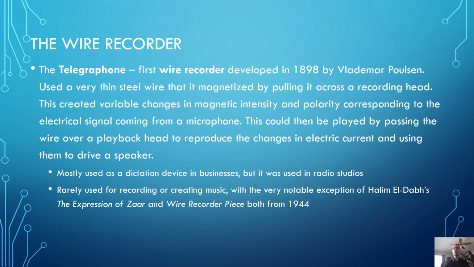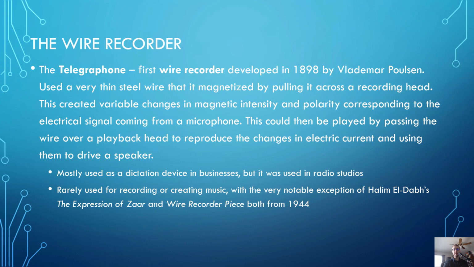However, there were other experiments at the same time. The wire recorder was first developed as the telegraphone in 1898 by Vladimir Poulsen. This used a very, very thin steel wire that it magnetized by pulling it across a recording head. This would create variable changes in magnetic intensity and polarity that corresponded to the electrical signal coming from a microphone.